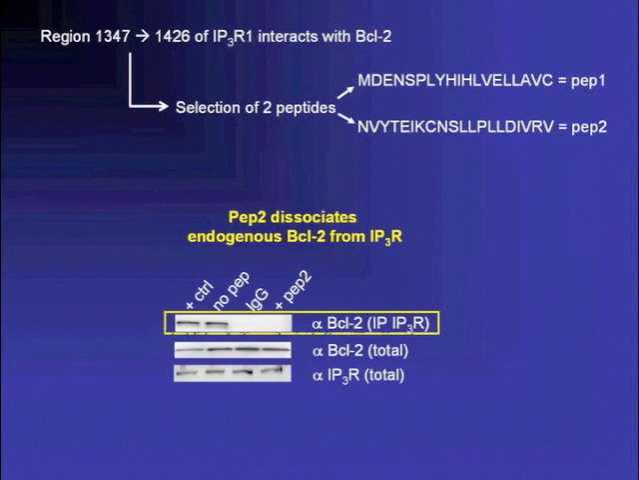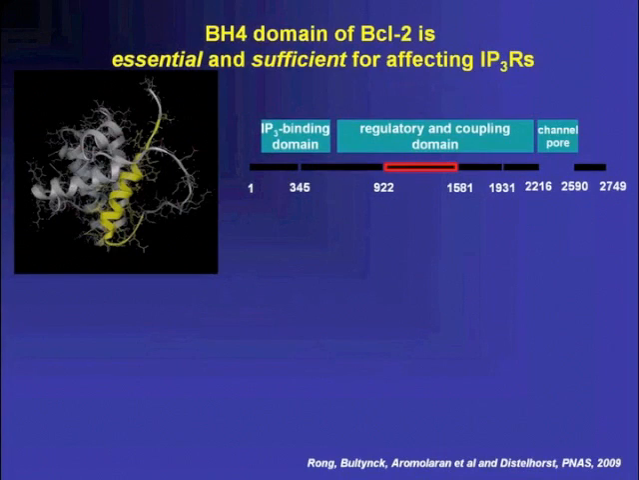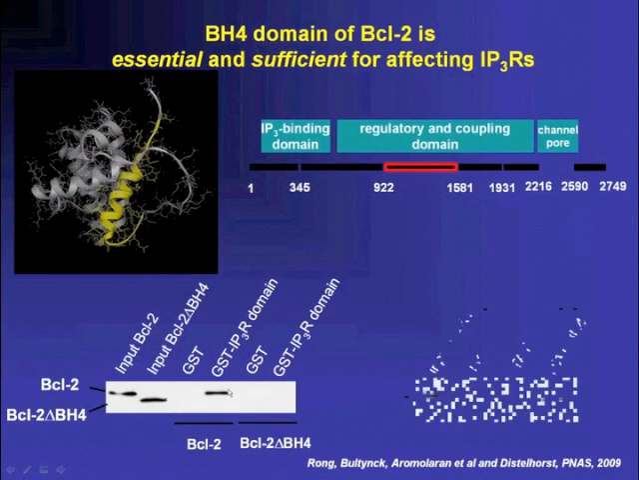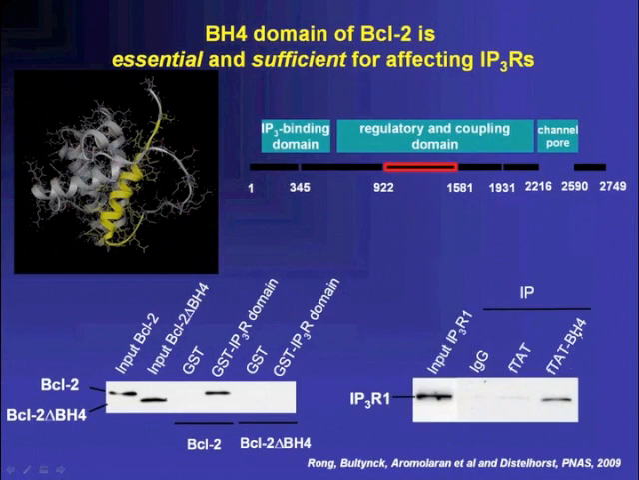In fact, we also mapped the domain at the BCL2, and here you see the crystal structure, and here in yellow you see the unique BH4 domain. Using similar approaches, we were able to show that the BH4 domain is really the domain that is targeting the IP3 receptor domain in these pull downs. And in fact, we could also tag this peptide with a FITC label, and then we could completely pull down the IP3 receptor. So the single peptide is able to pull down this IP3 receptor.